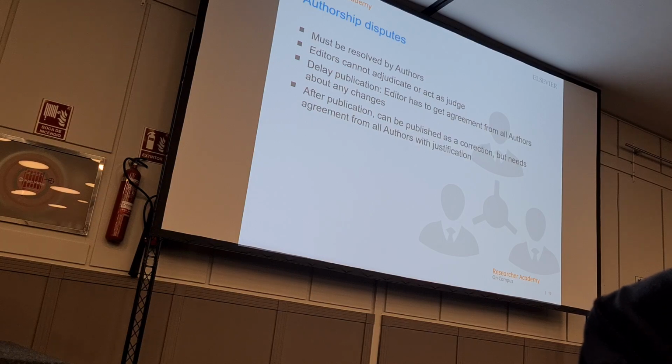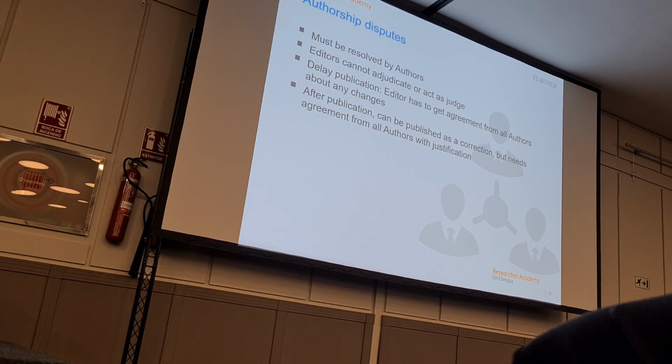In terms of authorship disputes, these are disputes that need to be resolved by the authors because, like I said before, it's very difficult for the editors to know who is supposed to be on the paper, who was involved in the research, what their contributions were, and this can really delay the publication process. So it really is important that you as authors sort that out before you submit your paper.